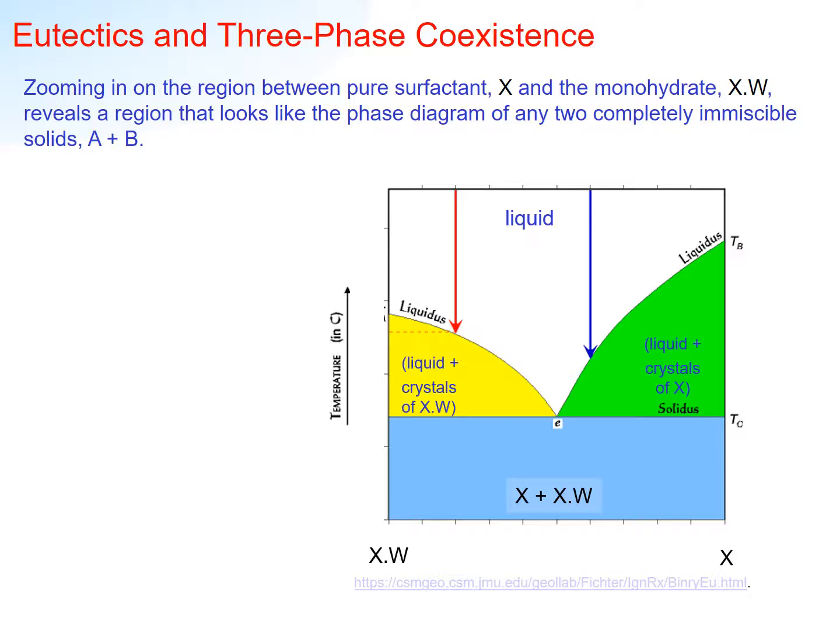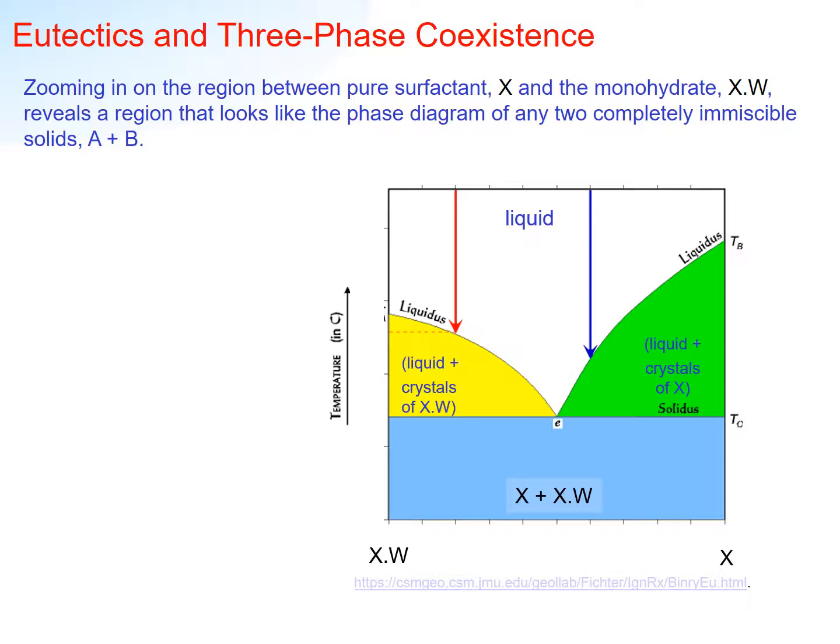Instead of crystals of A plus B, we'll call it X plus X·W. And notice that the composition axis just runs from pure surfactant monohydrate, X·W, up to pure surfactant X, and we won't worry about the temperature scale except that it's increasing. So the melting point of the pure surfactant is shown as TB. The melting point of X·W, the monohydrate, is a little bit lower than that, shown at the end of this yellow region here.